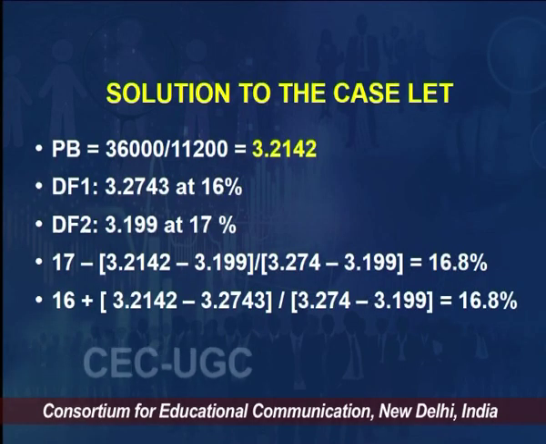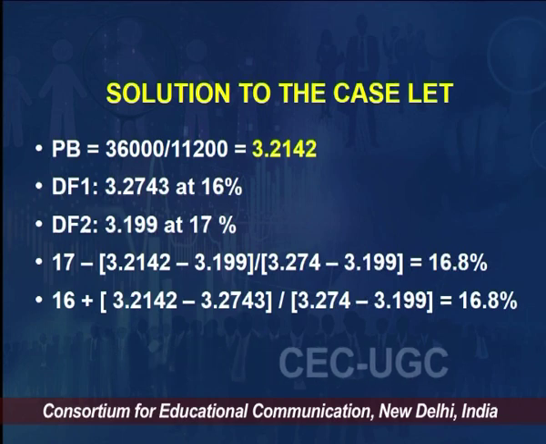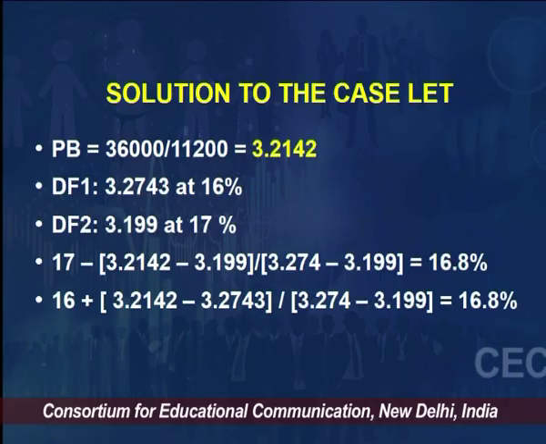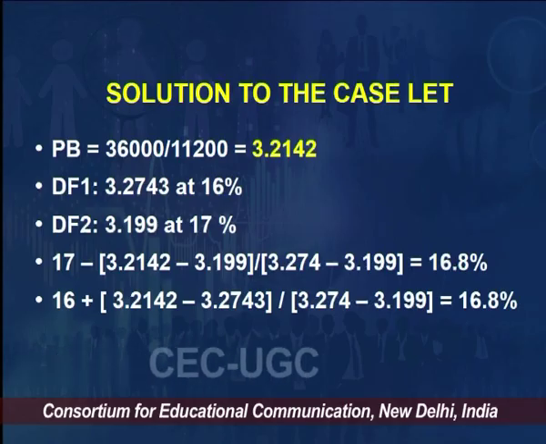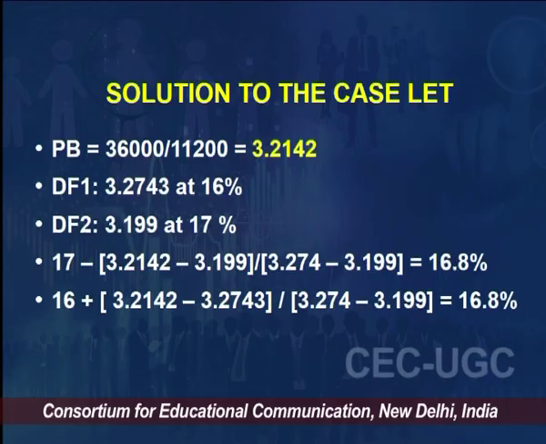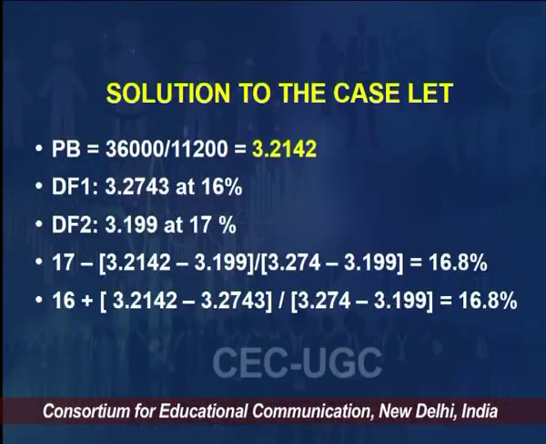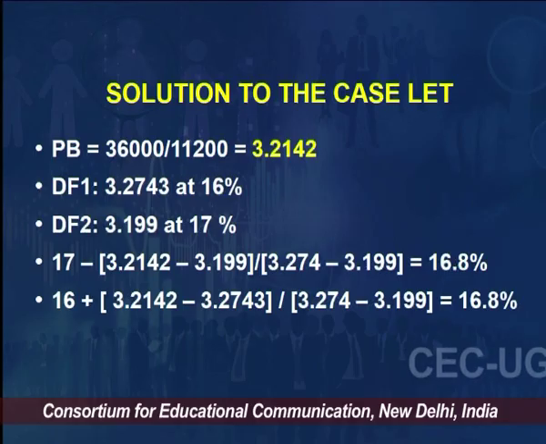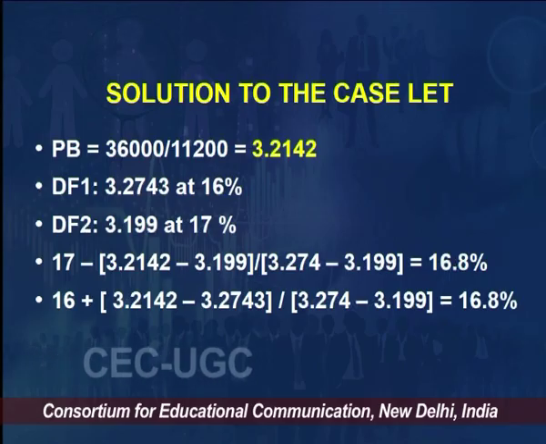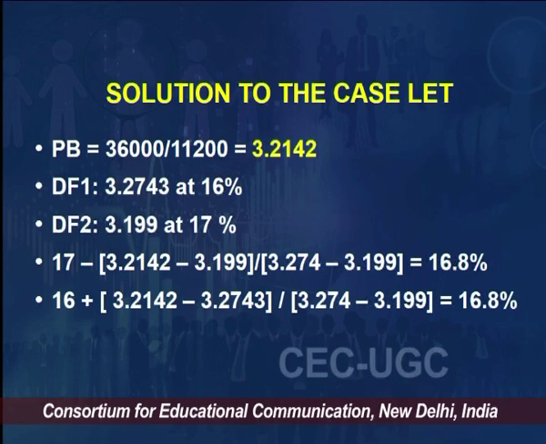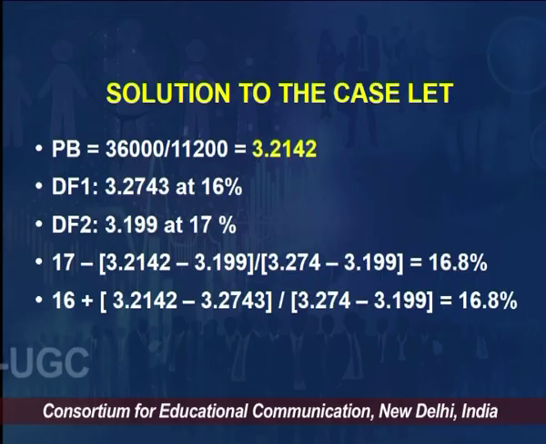So, if you refer to the table of annuity for discounting, you will find 3.2743 is close to PB, which is 3.2142. Because we need two discount factors, the second discount factor, which is nearby, is 3.199. The next step is to note down their corresponding rates of return, which are at the top of the table, the first row. Those are 16 and 17%, as you can see in the slide.